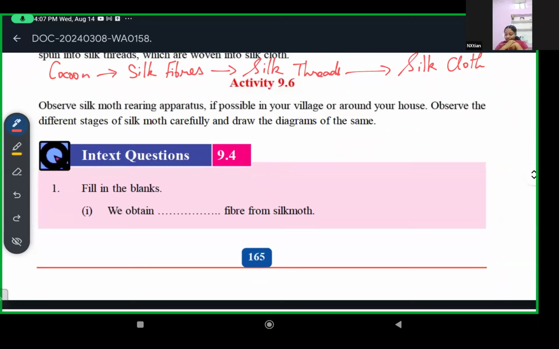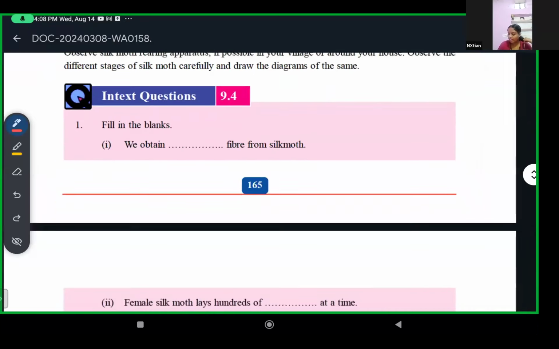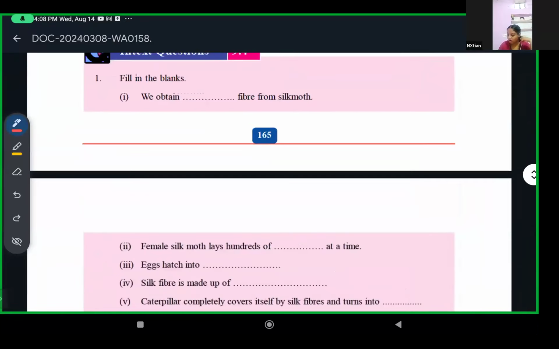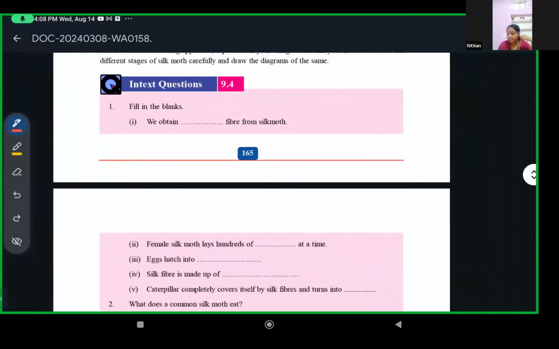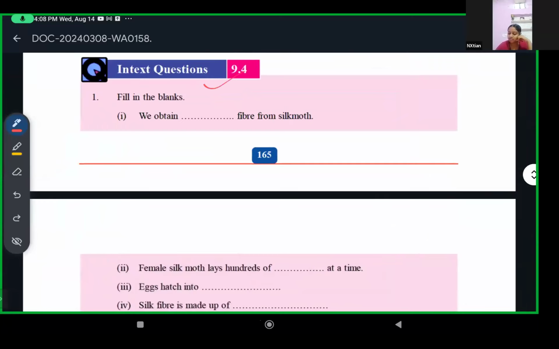Observe silk moths rearing apparatus if possible in your village or around your house. Observe the different stages of silk moth carefully and draw the diagrams. If you ever find one, you can keep a track on it, see and observe how this process takes place. Okay. So 9.4 we have fill in the blanks and some one-word questions. Okay, you can try this. You can try this out.